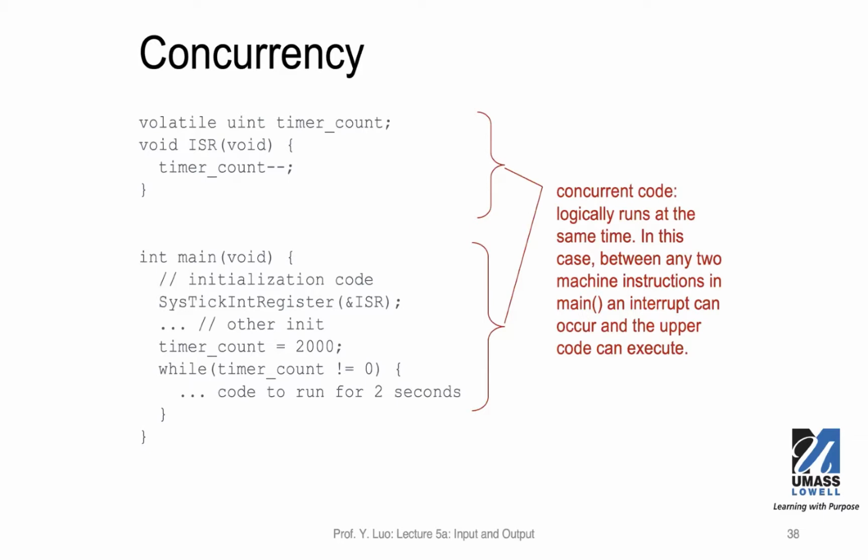In this case, between any two machine instructions in the main, an interrupt can occur, and the ISR code can execute. So concurrency is a good thing, but there are things that you need to consider to be careful. The question you want to ask on this example is, is there an issue with this code?